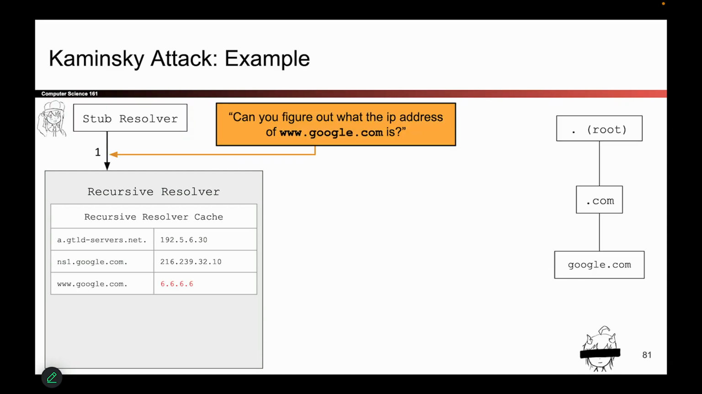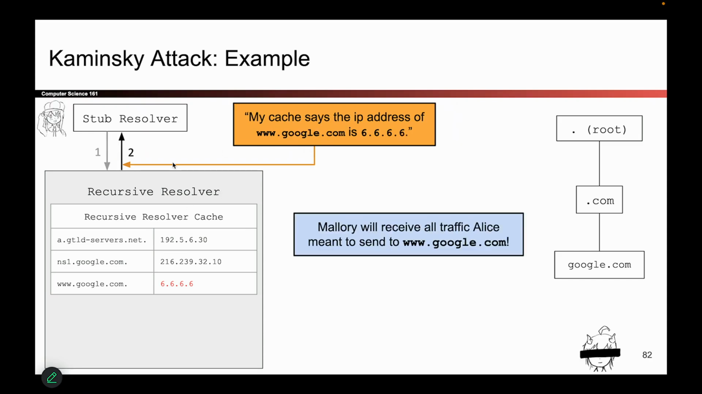So now, if Mallory has succeeded, then when she tries to figure out the IP address of www.google.com, the recursive resolver looks in the cache and says the answer is 6.6.6.6, and any traffic that Alice sends to www.google.com, like her Google password or sensitive search information or trying to send an email, all of that data goes to Mallory first, and she can play man in the middle to try and modify or drop any of that data.